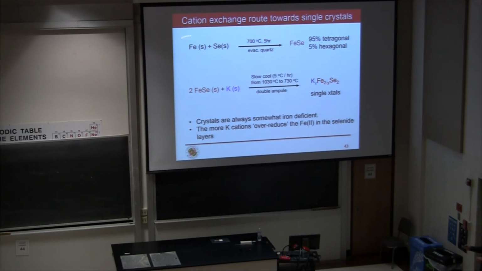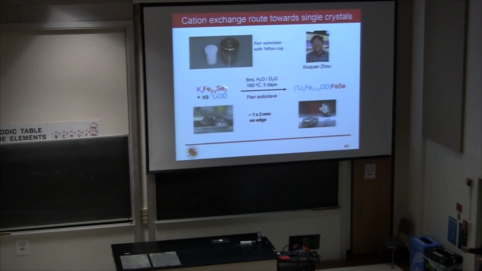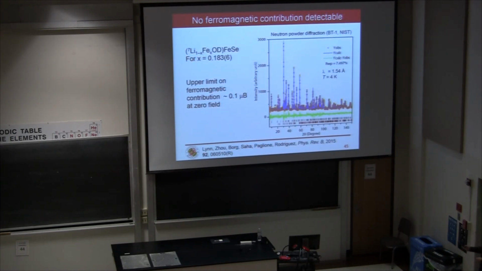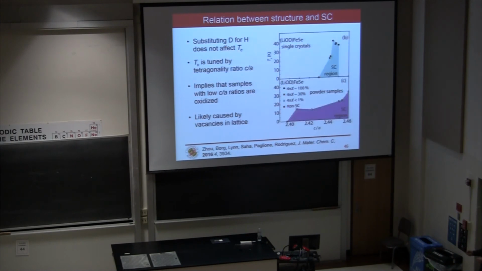Then we have another method where we form a related compound, the 1,2,2, potassium iron 2 selenium 2, single crystals. And then we use that to do a cation exchange, where we actually exchange the potassium between the iron selenide layers for lithium hydroxide, and we can take single crystals of this material and make single crystals of the lithium hydroxide intercalated phase. From there, we've done some X-ray diffraction and shown what the crystal structure is, and then we put together a phase diagram where you can show what the TC is as a function of crystallographic properties, depending on if you do the bottom-up synthesis here or the cation exchange synthesis here to make single crystals.